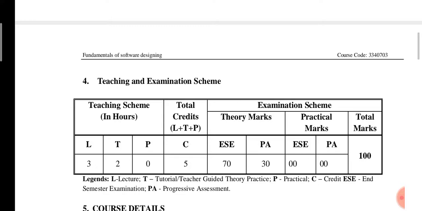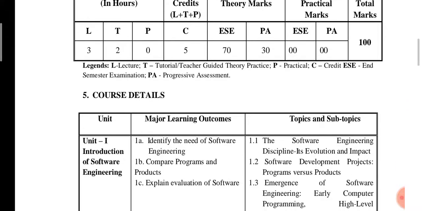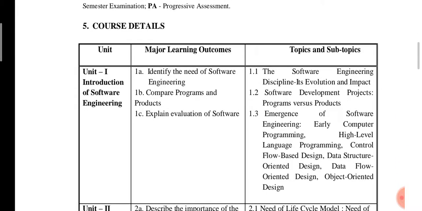So our subject credit depends on LTP. The addition of LTP gives the credit of the subject as 5. Then theory marks and practical marks: the total of theory and practical is 100. Theory marks ESE is considered as 70 and PA as 30, and practical sessions are not allowed in this FOSD subject. Here the course detail is the chapters included in the FOSD subject.